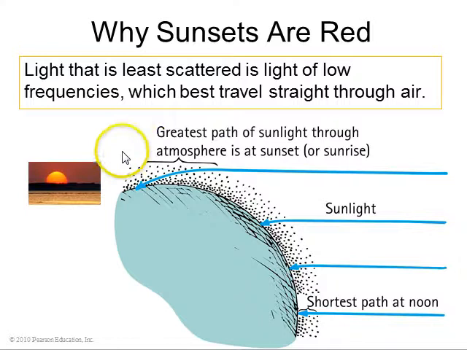Why are sunsets red? Well, it's the same kind of thing, except what you're doing here is you're looking at what was not scattered. Light that is least scattered is light that is of lower frequencies, like red or orange or yellow. And that travels better straight through the air. So if you're looking through a lot of air, like at a sunset, this greatest path of sunlight through the atmosphere, then the sun looks kind of red.